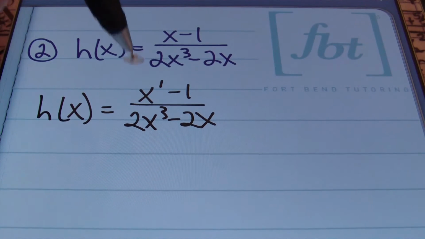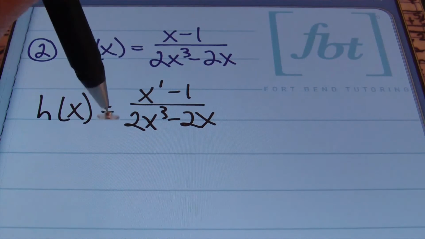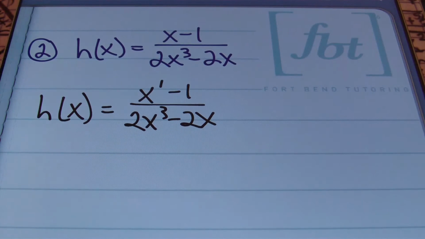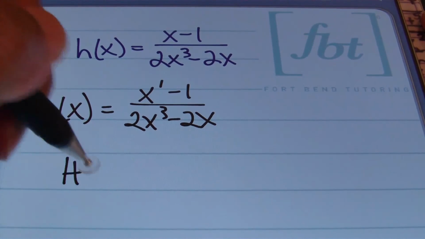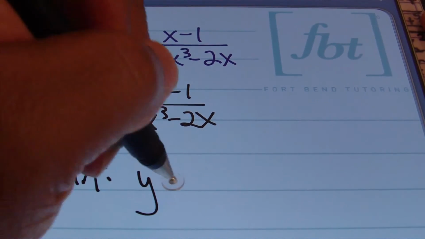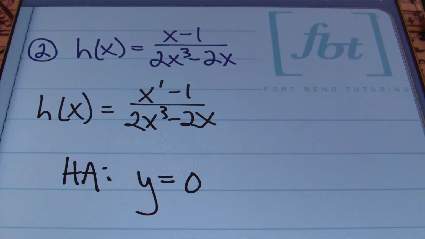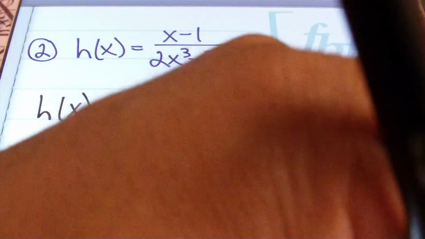Remember that anytime your highest degree in the numerator is less than the one in the denominator, your horizontal asymptote will always be y equals 0. So let's go ahead and show that. Y equals 0 is the horizontal asymptote. That's it. You got it. Done. Boxing it up. All right, let's go ahead and graph it.